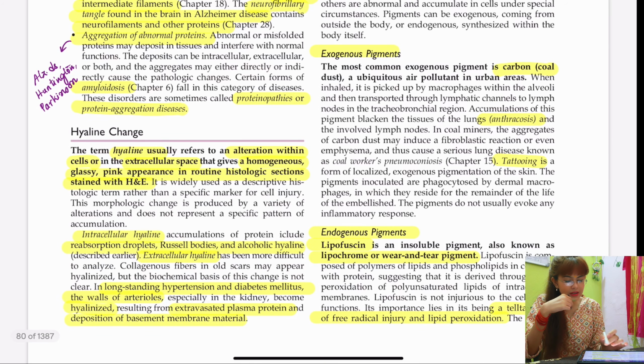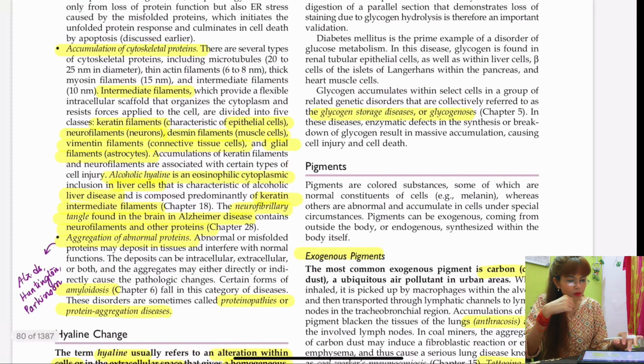Hyaline change is nothing significant. It just gives a homogeneous glassy pink appearance. Intracellular hyaline accumulations may occur, like for example Russell bodies, then alcoholic hyaline, all of this. So these are not very important. You just need to go through it because there's no concept here.